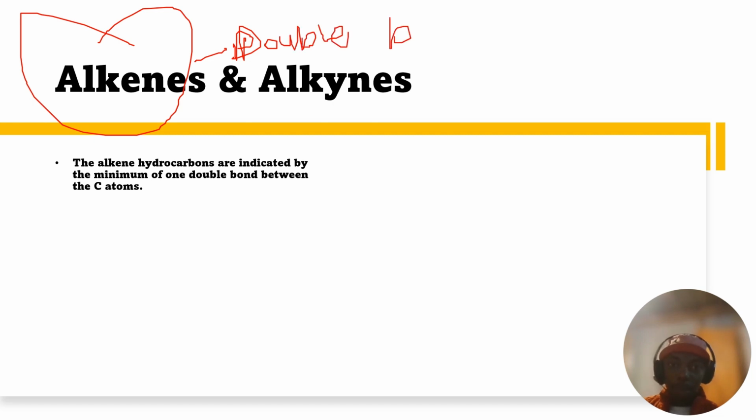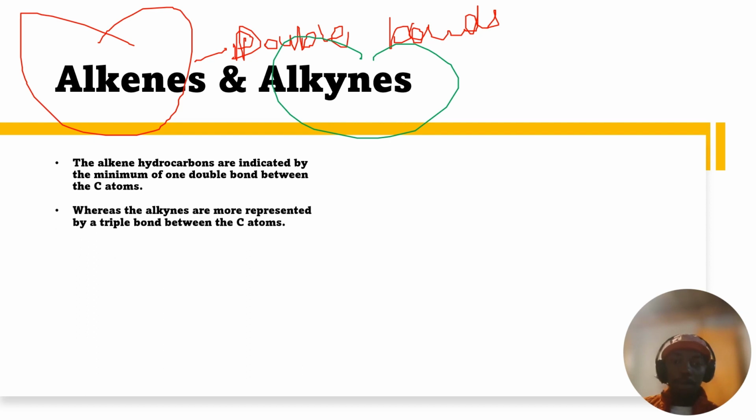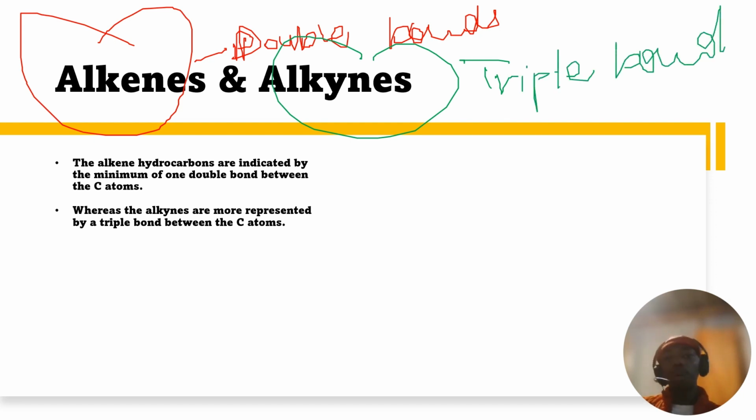Double bonds, right? And then we have alkynes, right? These chemical compounds have triple bonds, guys. But we're going to go into much more content, and we're going to distinguish them as we go through the video, right?